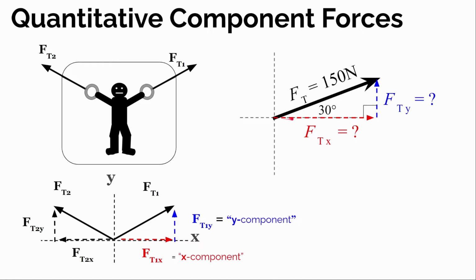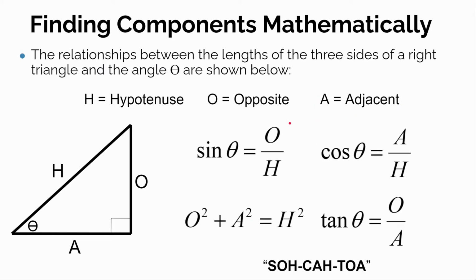Well, if we do that, remember this is a right triangle where the actual tension is the hypotenuse and the y component of tension in this case is opposite the 30 degrees. And the x component of tension is adjacent to the 30 degrees. We've got a right triangle. We can just use math that we know works for right triangles. So just a quick little review.